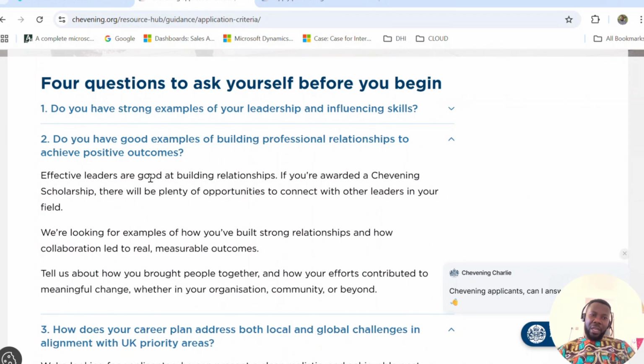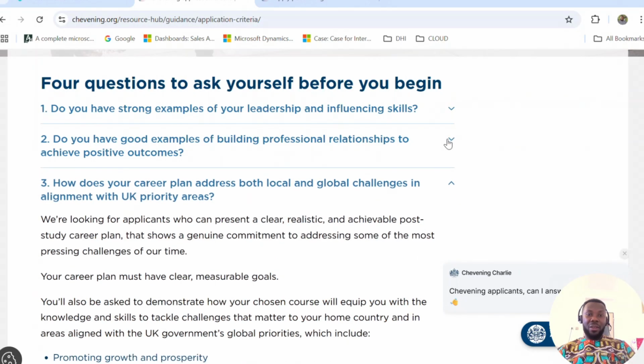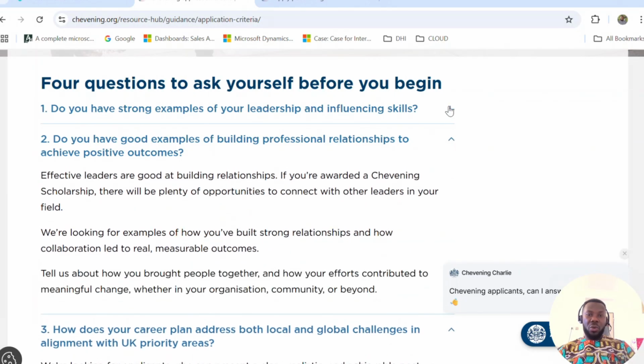Effective leaders are good at building relationships. If you are awarded a Chevening Scholarship, there will be plenty of opportunities to connect with other leaders in your field. We are looking for examples of how you've built strong relationships and how collaboration led to real measurable outcomes. So these are some of the things they'll be looking for in the course of reviewing your application.